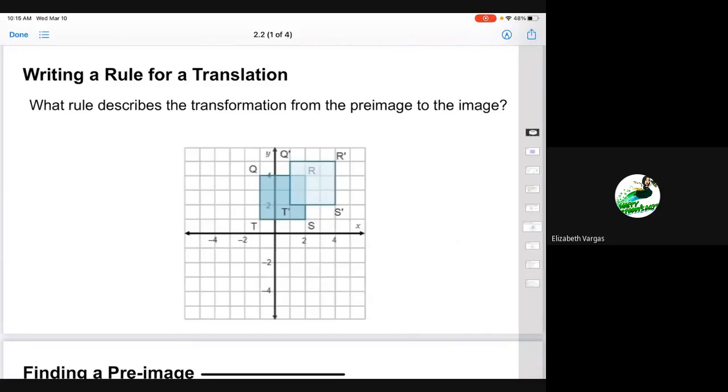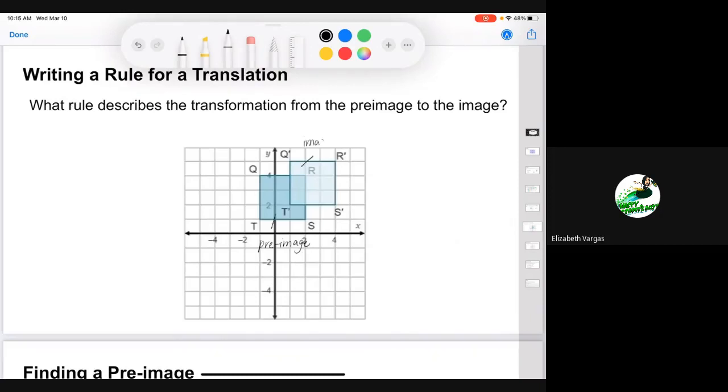Okay. So there may be some instances where we're actually asked to identify the rule given our pre-image and our image. So here we're not given the rule, but we're being asked to identify it. So we want to identify how our pre-image, that is the one without the prime notation, is translated to create our resulting image. Well, the way we identify that is we want to identify a specific coordinate on the pre-image. So I'm going to go with Q. Q here is located at -1 and 4. And then after the translation, it's resulting here. So it becomes 1 and 5.